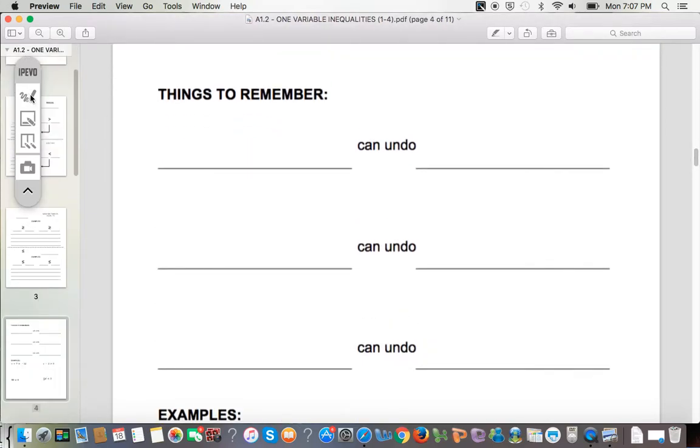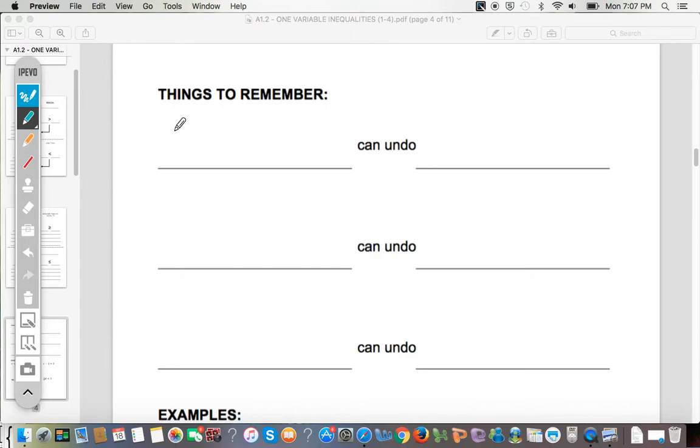Alright, so some quick things to remember here as we move forward. We're going to go over some properties. We're going to solve these equations the same exact way as we did in A1.1. Okay? So let's just recall those operations that we used. Remember that addition can undo subtraction.